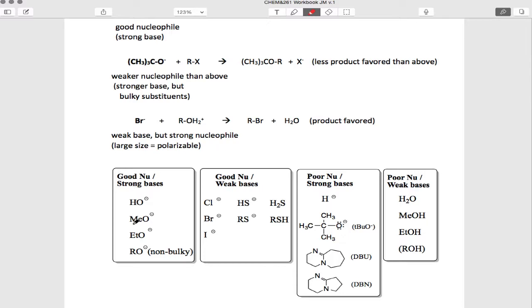So hydroxide, methoxide, ethoxide, any kind of non-bulky R group. It's going to be a good nucleophile because of the base strength of the O, and it's also good at attacking carbons. And it's a strong base as well because it's really great at getting hydrogens also. So think of these as strong bases, good nucleophiles. Then we have good nucleophiles, but they're weak bases. They're good nucleophiles though because they're polarizable. Now strong bases can be bulky, and that makes them not so good at attacking carbon. So these are poor nucleophiles.